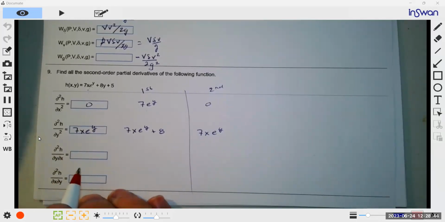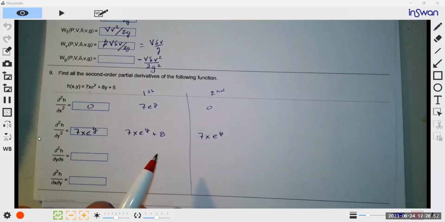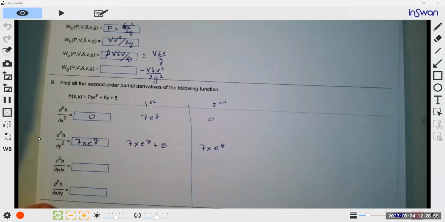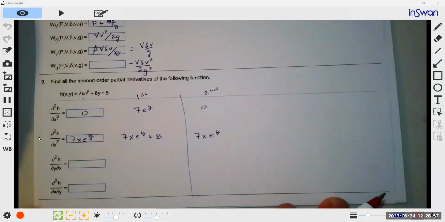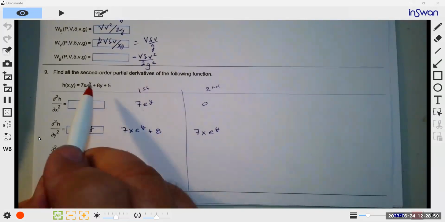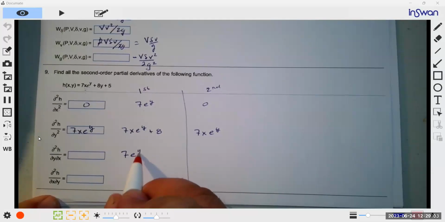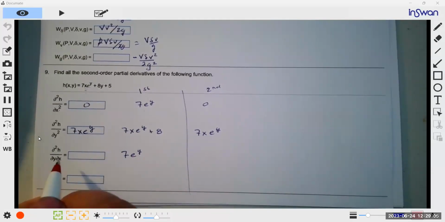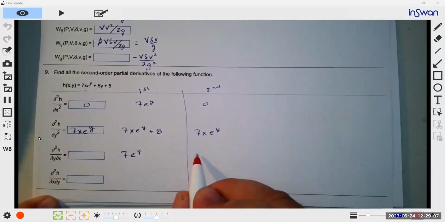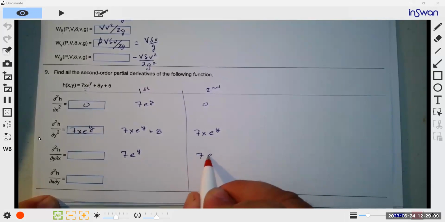Now yx. What this one's saying here, remember, you have to read inside out. So the first one we have to do here is find the derivative with respect to x first. So that becomes 7e^y. Now the second derivative with respect to y, which is 7e^y.